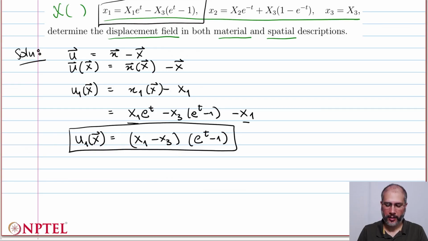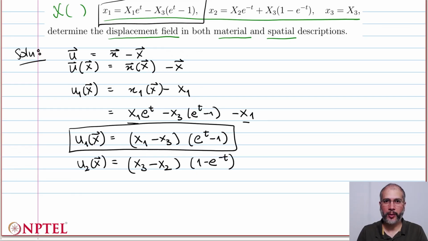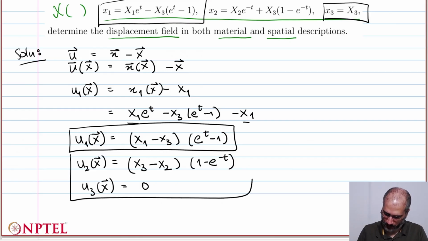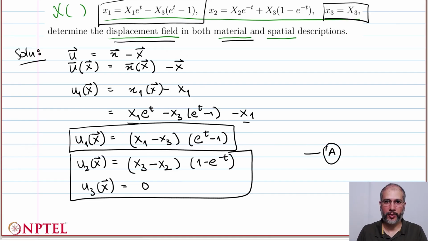In a very similar fashion, I can express u2 in the Lagrangian coordinate system as x3 minus x2 into 1 minus e to the power of minus t. I'm not showing the work here, but you can try it out yourself and you'll see you'll get the same answer. And then u3 becomes 0 because x3 is given to be capital X3. So let's call this A, which is the displacement field in the material description.